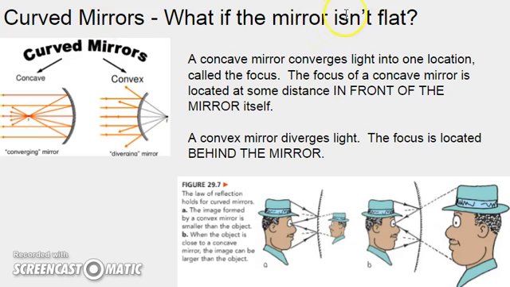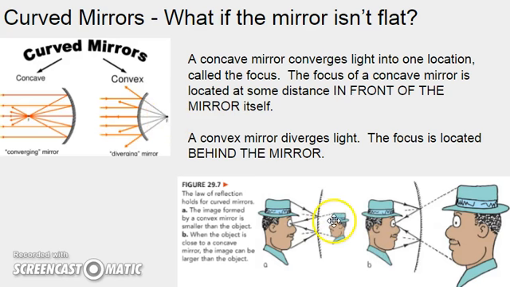So what if the mirror isn't flat? Well, a concave mirror converges light into the one location called a focus. This is an example of a curved mirror, concave. The focus of the concave mirror is located in front of the mirror itself. Bingo, right here, focus. This is where all the light converges into one point in a converging mirror. A convex mirror diverges light. The focus is located behind the mirror.